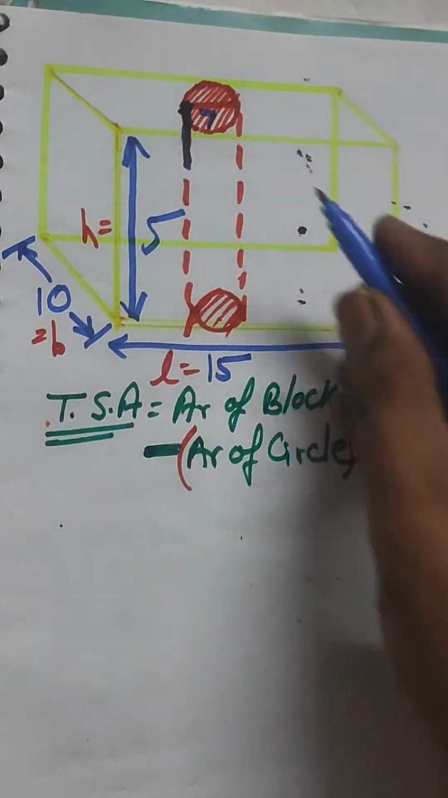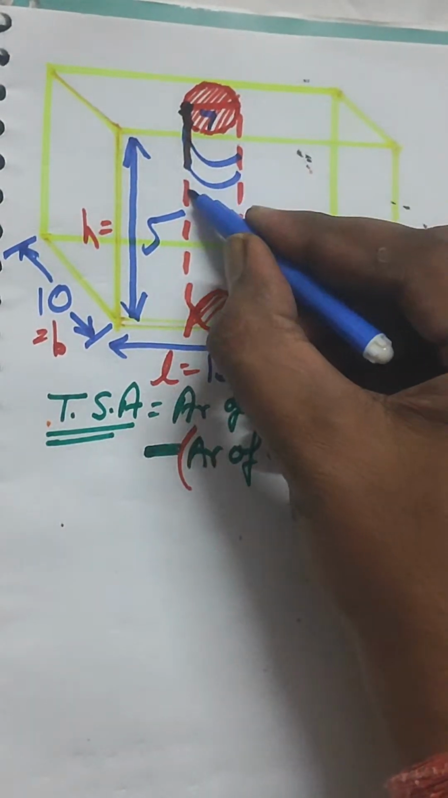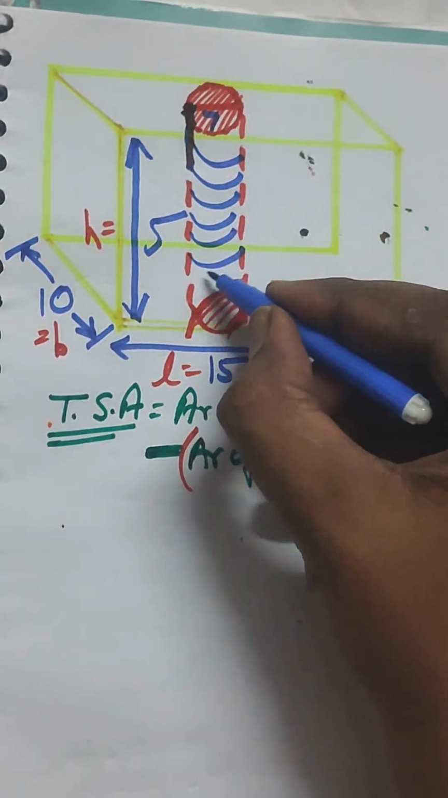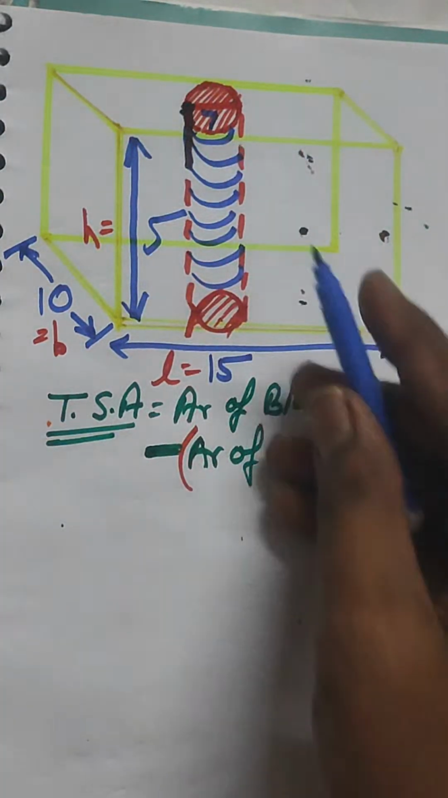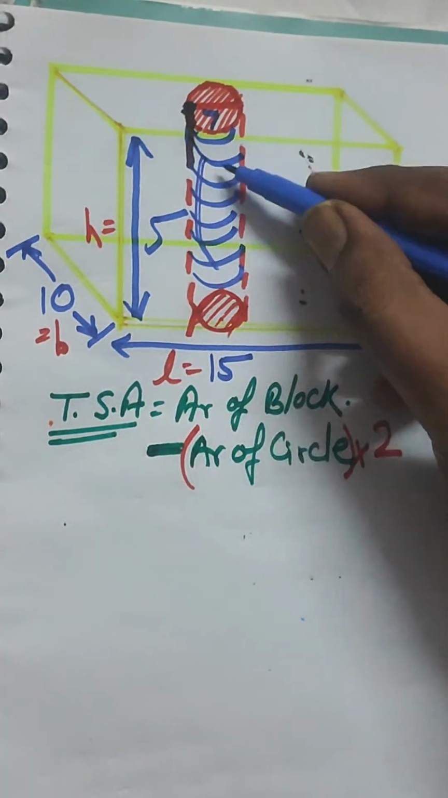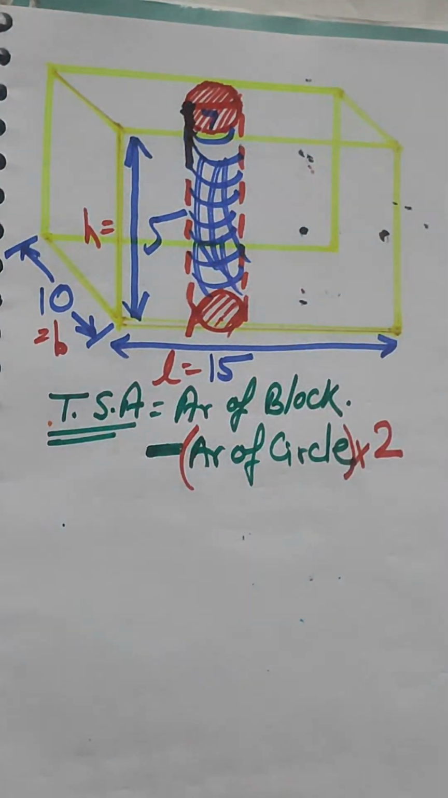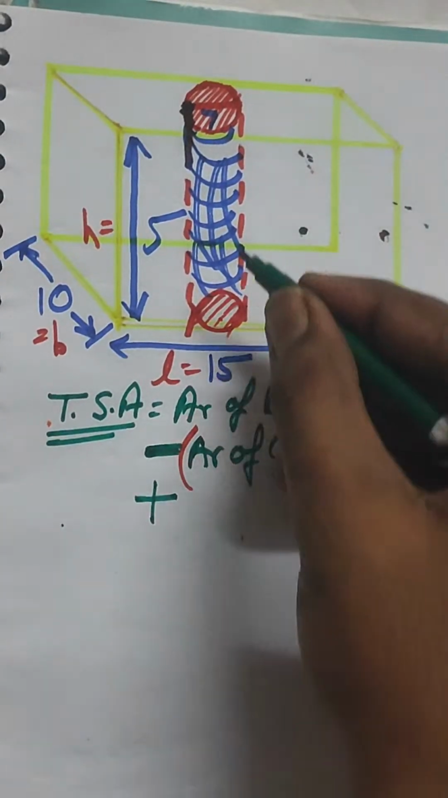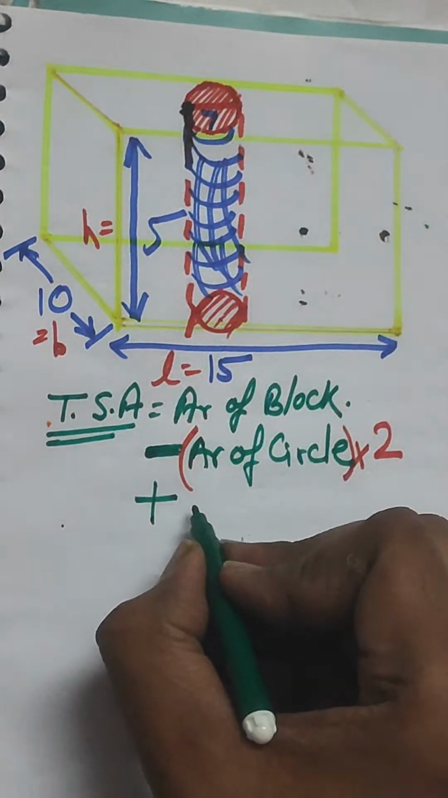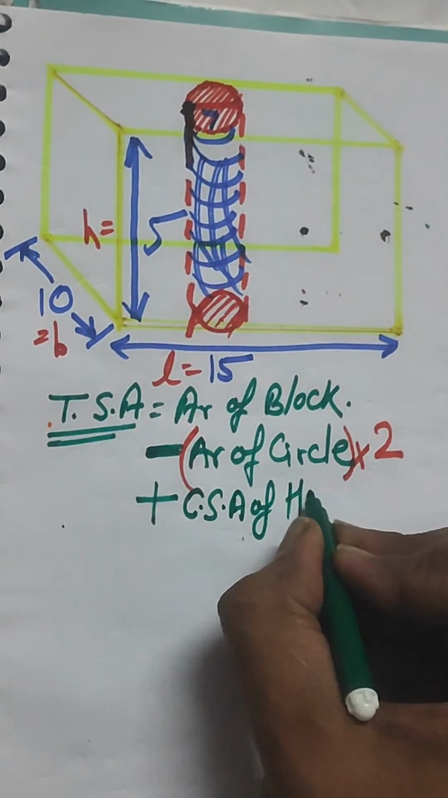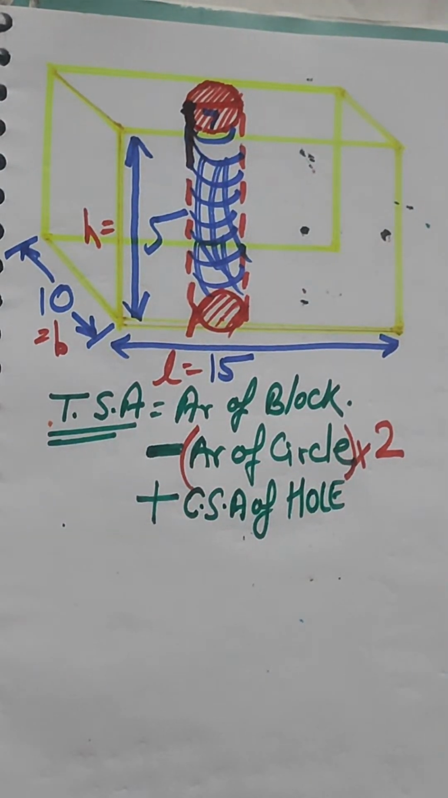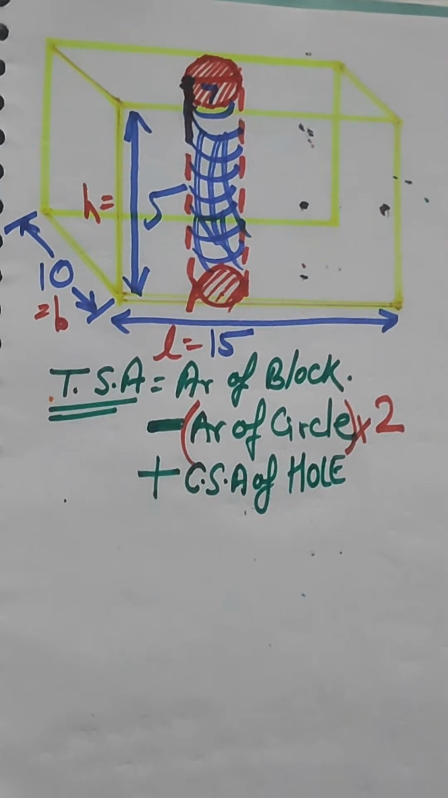And then what is added? The added is this portion, this one, right? Since you have drilled it, when you insert your hand, you are able to touch the walls of this cylindrical hole, right? Then we will add the curved surface area of the cylinder, the curved surface area of the hole, which is in the form of a cylinder, right? So let us solve it.